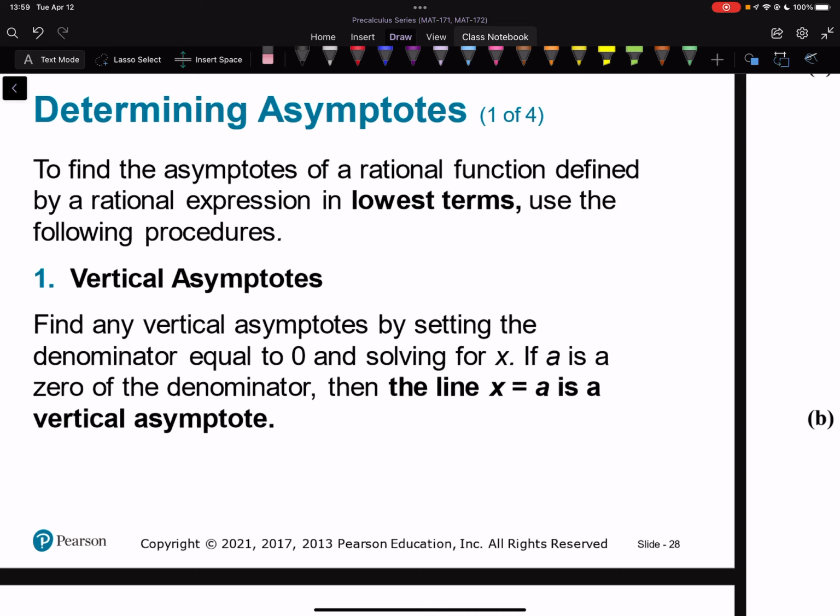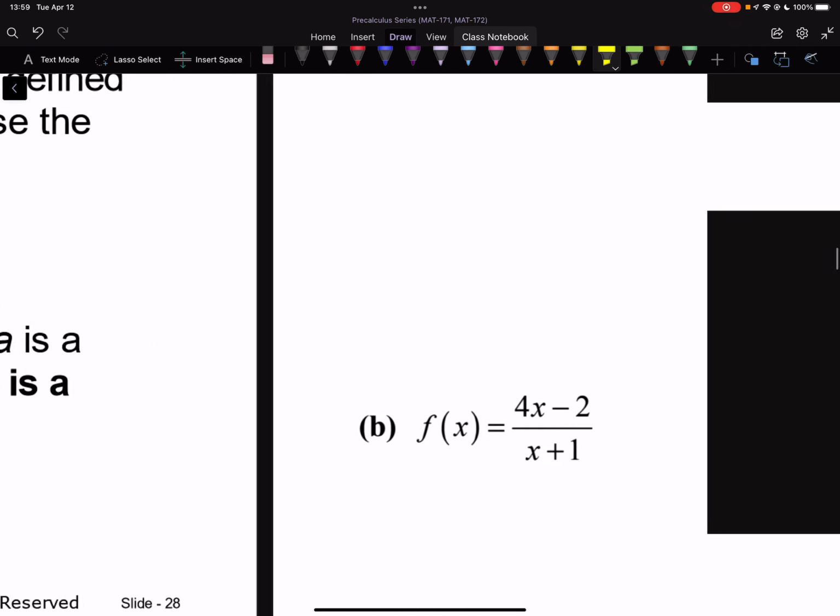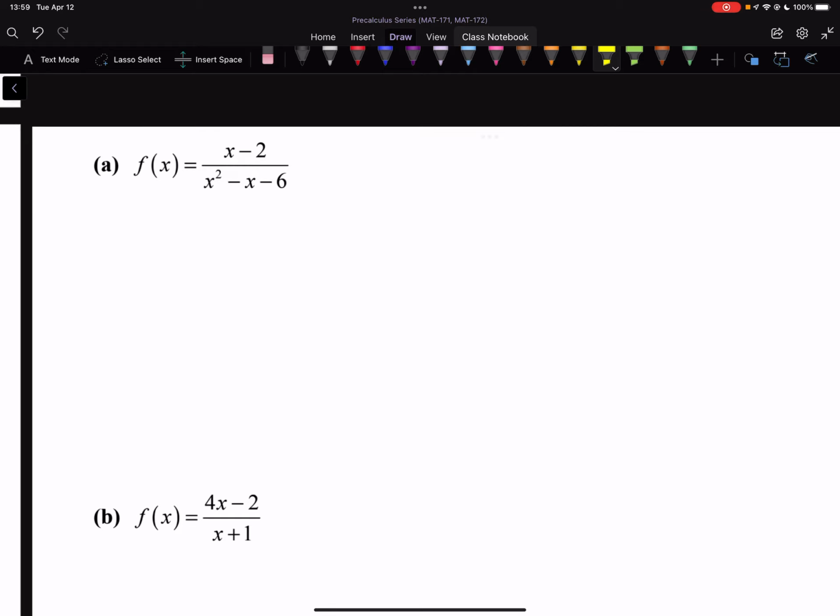First things first, we can talk about vertical asymptotes. You can determine vertical asymptotes by setting the denominator equal to 0. So again, if you want to determine your vertical asymptotes, you're going to want to set your denominator equal to 0. Whatever it is, just go ahead and set that equal to 0. We're going to start with each of these examples by determining their vertical asymptotes.